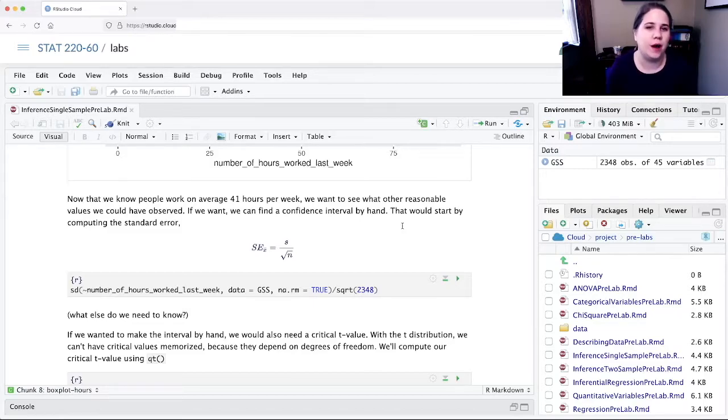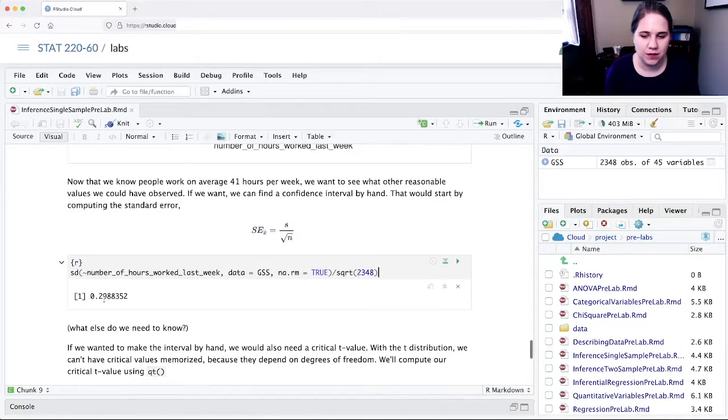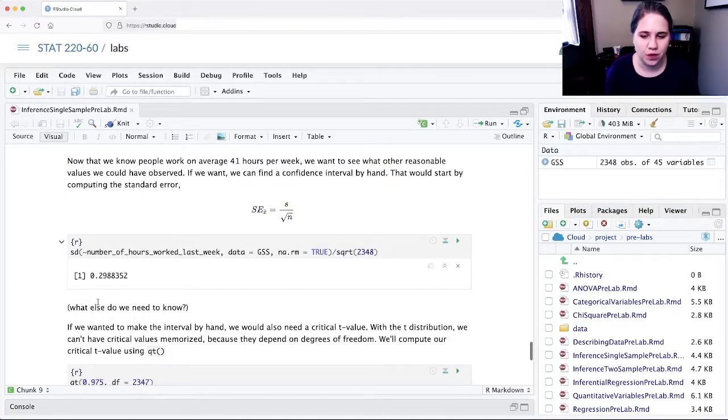Okay, so now we know how many hours people worked on average in our sample, and then we want to see what some other reasonable values we could have observed were. So if we wanted to, we could find that confidence interval by hand. We could compute the standard error, which would be the standard deviation of this variable over the square root of the n. And then we could do our point estimate plus or minus the standard error times the critical t value.